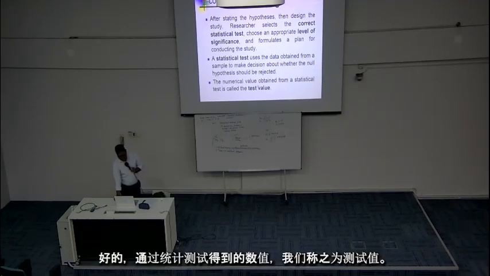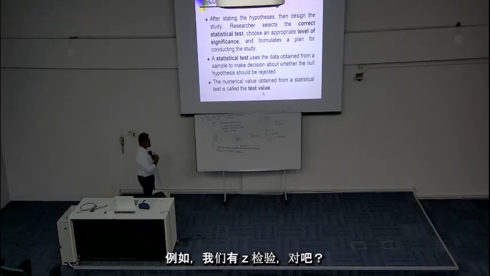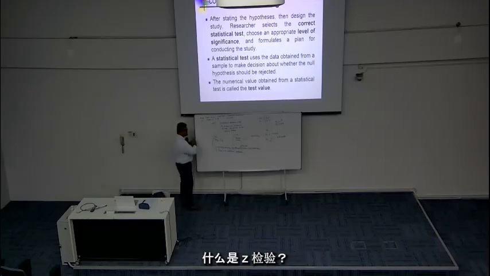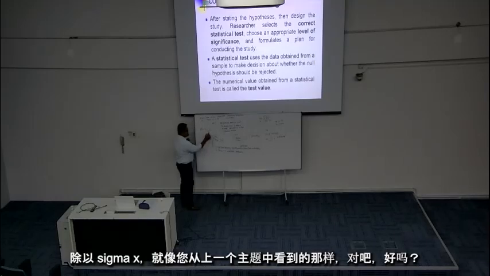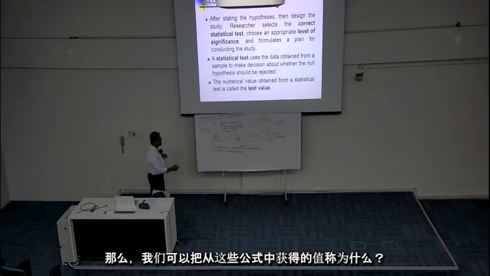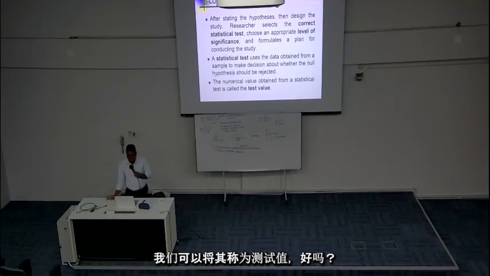The numerical value obtained from a statistical test is called the test value. For example, for the z-test, what is the formula? It is divided by sigma x bar, like you saw in the previous topic. The value that you get from this formula, we call the test value.